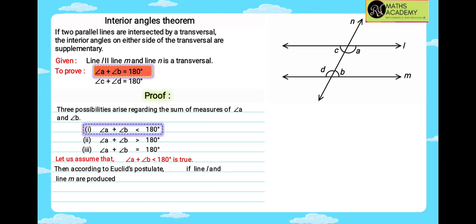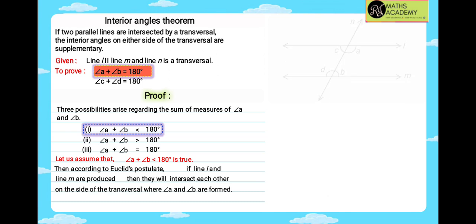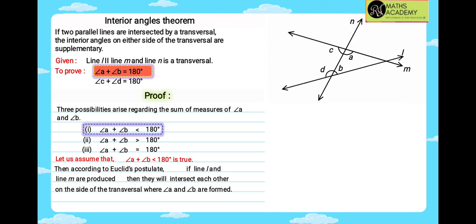According to Euclid's postulate, if lines L and M are produced, that is, if I construct or extend these lines, they will intersect. If these two lines intersect, then angle A plus B will be less than 180 degrees. So let's understand here.